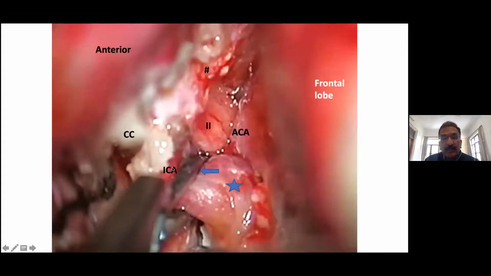And you see that this is the ICA. So the ICA comes like this, it comes like this. This is the cavernous sinus, it comes like this, and then it becomes distal here. And this is the neck of the aneurysm on which we are putting a clip.